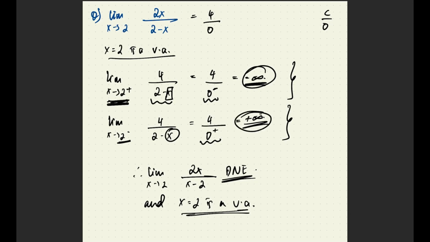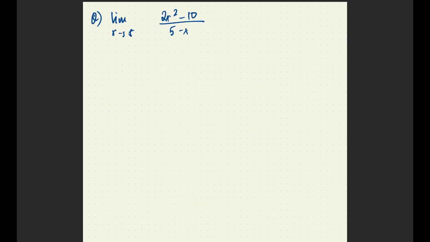Same thing over here, because the limit as x approaches 2 from the left is positive infinity, we can draw the conclusion that the value that x is approaching, which is x equals to 2, is a vertical asymptote. So that is how it works. Let's look at one more example.